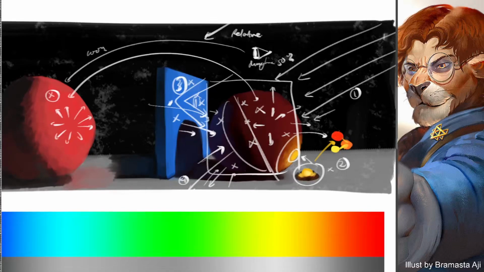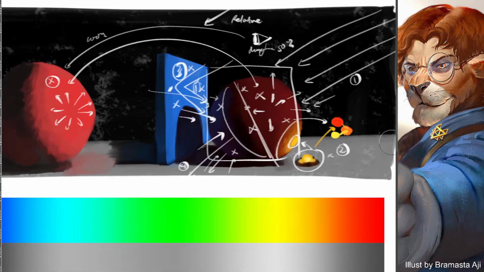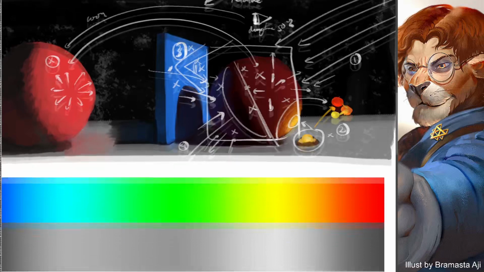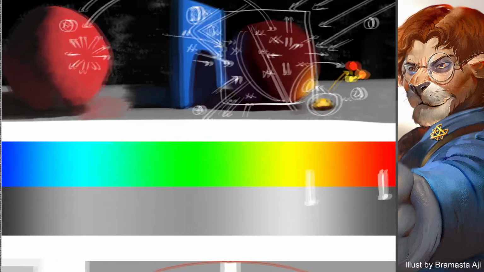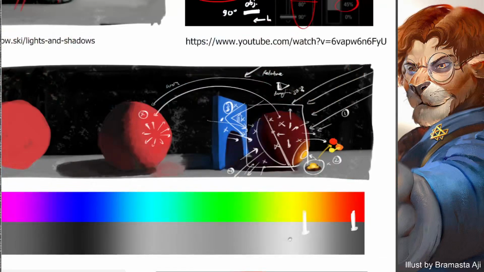So back to how those values work. These colors have an inner value. For example, right here, the value of red is darker than the yellow, which has a very light inner value compared to the red, compared to the green.